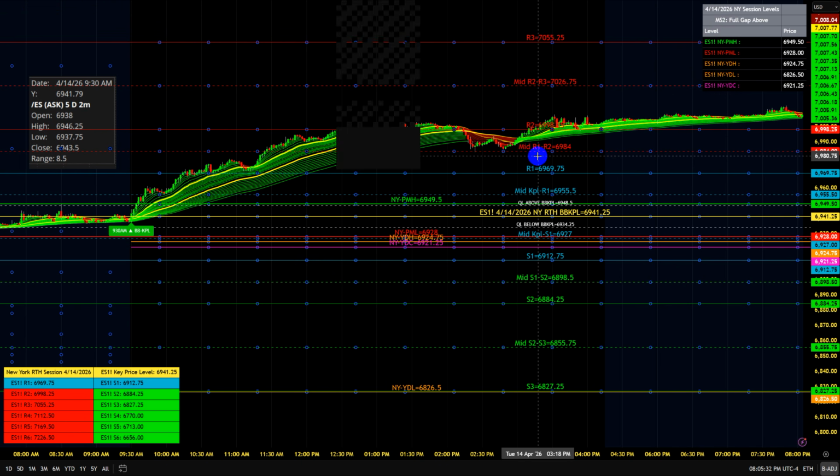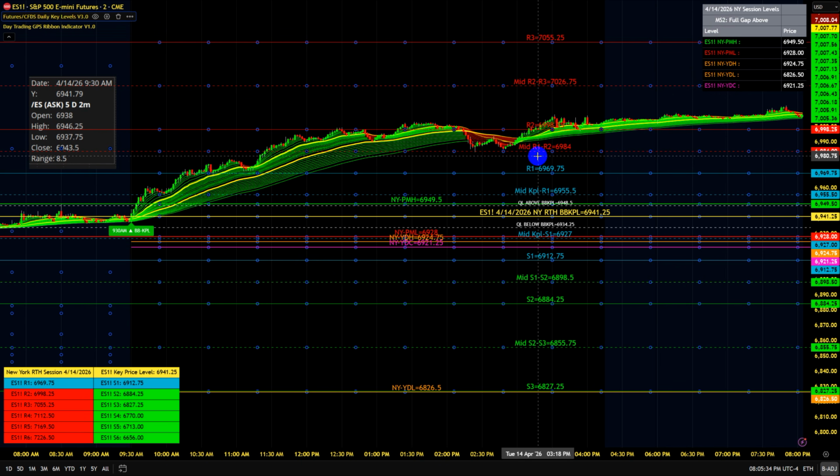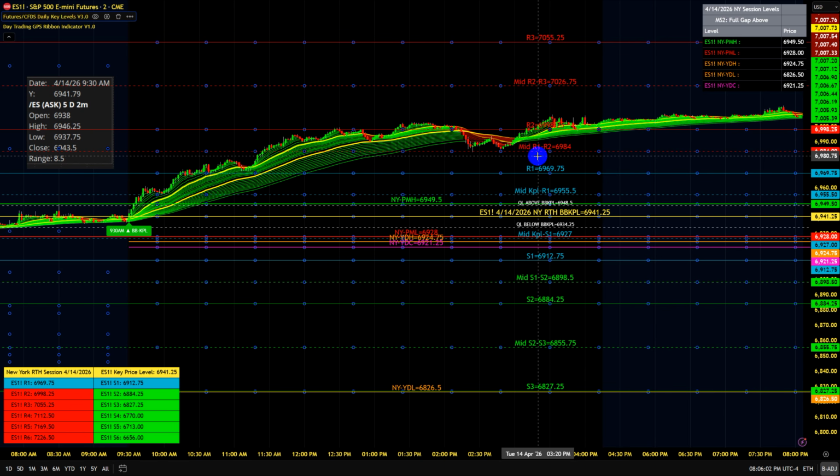The reason it's called the 2-level move ideal threshold is because, like we said earlier, on most sessions, about 80% of the sessions that you'll see in a normal year, a 2-level move extension from the BBKPL in both directions, so from R2 down to S2, is going to be the extent of the moves that you'll see for those particular symbols, NQ and ES, in about 80% of the sessions.